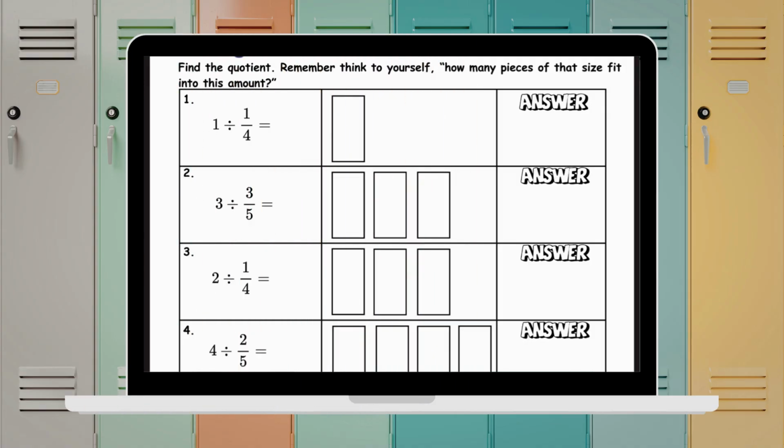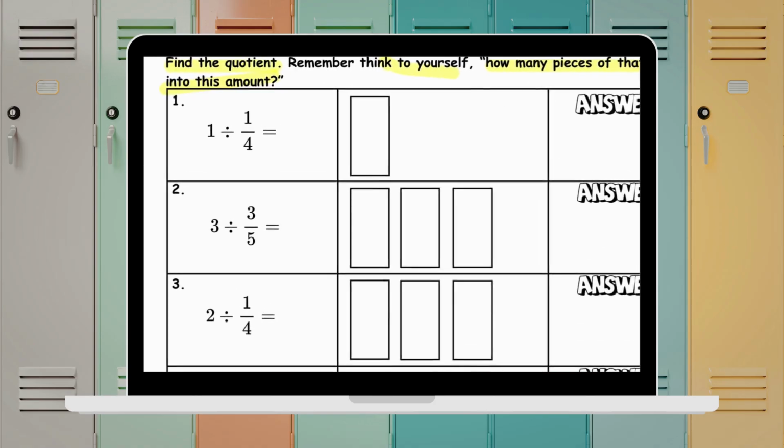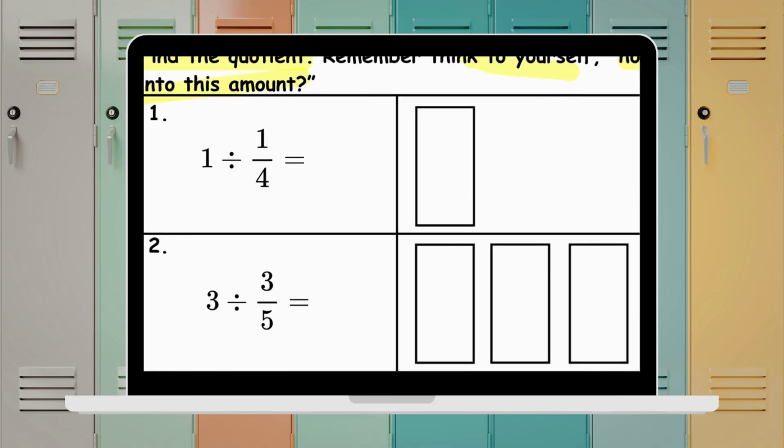So today we are dividing fractions. We're going to find the quotient and we're going to be using bar models. So we want to think to ourselves, how many pieces of that size fit into this amount? So if we start here with number 1, 1 divided by a fourth, I want to know how many pieces of this size, 1/4, fit into this amount, a whole.